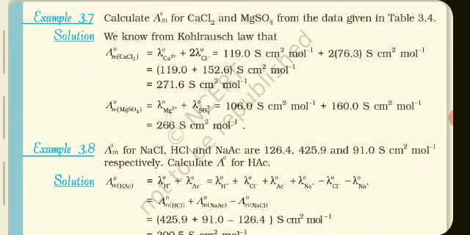Similarly, we can find the limiting molar conductivity for MgSO4, magnesium sulfate. For magnesium ion the value of molar conductivity is 106, and for sulfate ion it is 160. So we will add these two, we will get 266 Siemens centimeter square mole inverse.